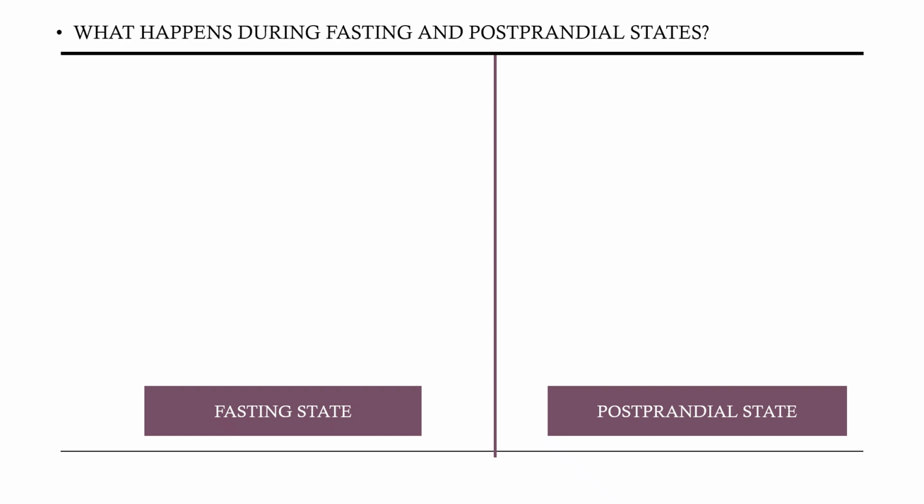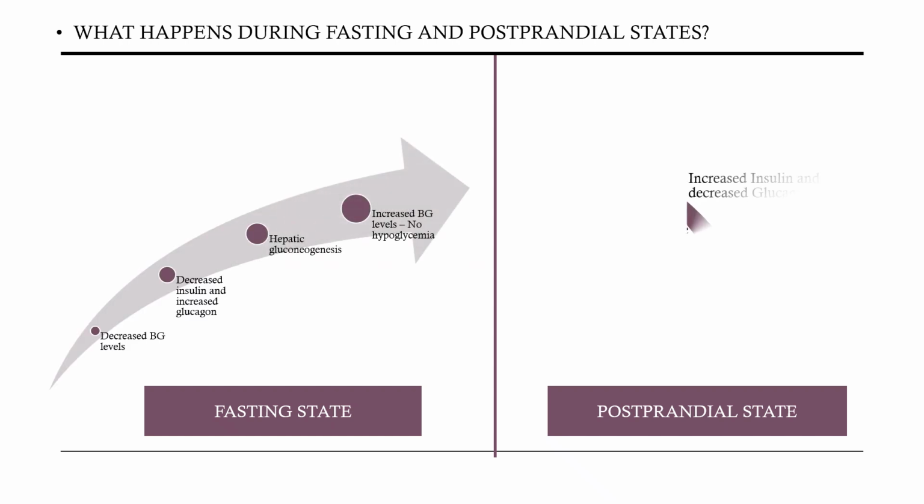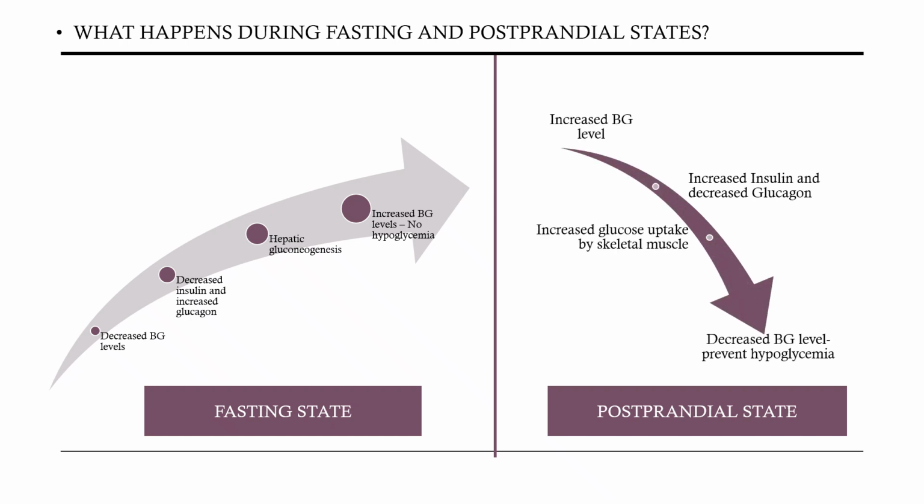Was the previous slide a little bit confusing? Let me break it down for you a little bit further. Let us now understand what happens during a person's fasting and postprandial state. Fasting state is when the person is not consuming any food actively. So during that time, when there is no food consumed, there is decreased blood glucose level, which will lead to decreased insulin and increased glucagon. That would lead to hepatic gluconeogenesis. That is the process that takes place in the liver. Now that would lead to increased blood glucose level. So the resultant being there is no hypoglycemia.